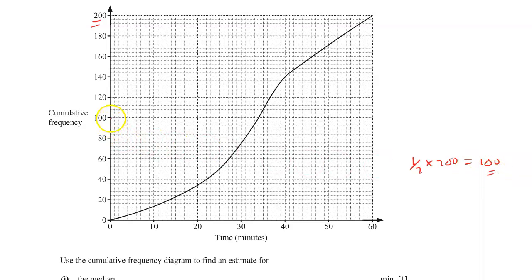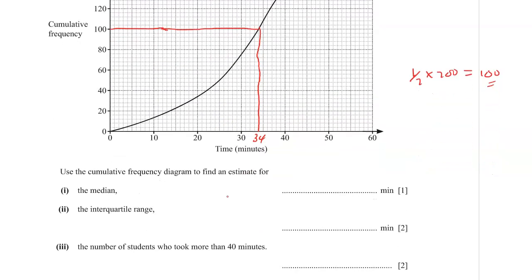So you come to 100 here. Draw a line to the graph. Then from the graph come down. You find this is 34. So the median is 34 minutes.